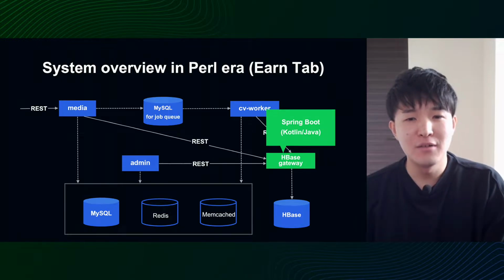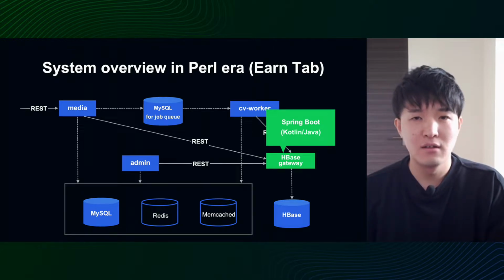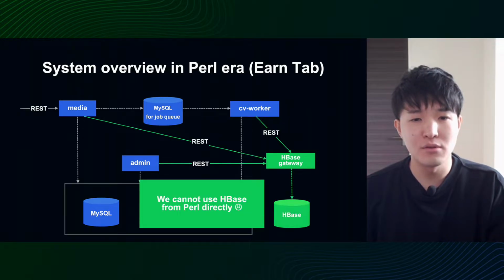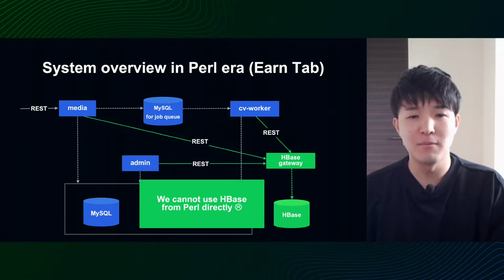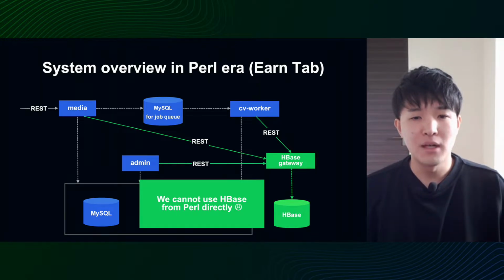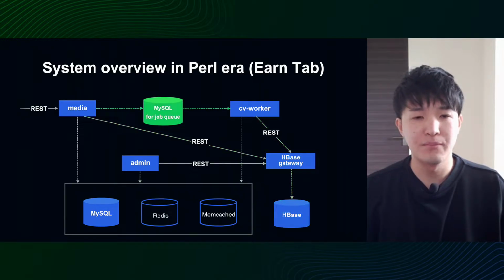You may wonder, hey, you said it was a Perl product, but you already have Java and Kotlin. There is a historical reason for this. We couldn't use HBase directly from Perl. So we had to use HBase Gateway from Perl to operate HBase. We'll talk about this HBase issue in the section where we talk about why we rewrote to another language. Let's go back to the overview.